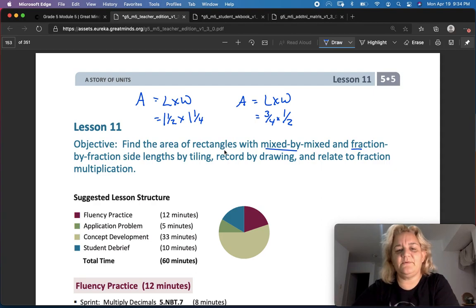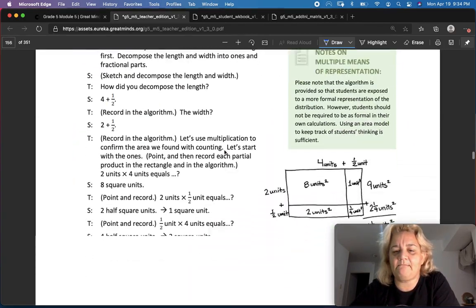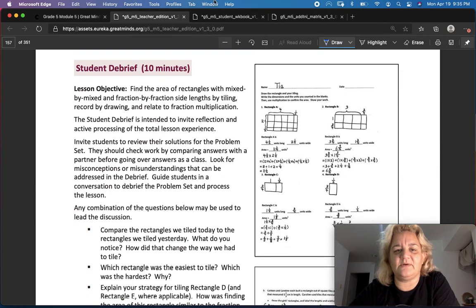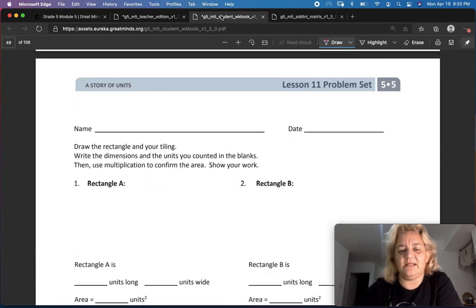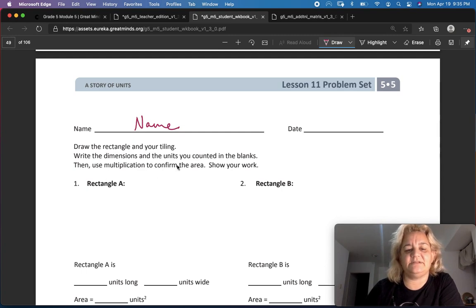I'm actually going to forward ahead here because they're giving us the dimensions here in our debrief. So I want to do that before we get to our Lesson 11 problem set. Please write your name on it. Draw the rectangle and your tiling, write the dimensions and the units you counted in the blanks. Then use multiplication to confirm your area.